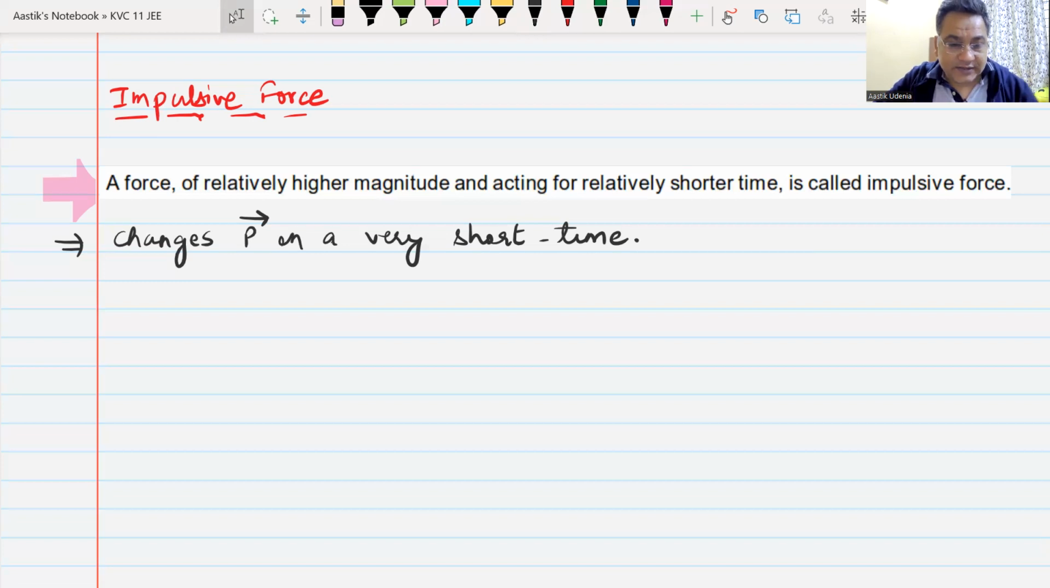Do we understand this? Impulsive forces are those forces which are of very large magnitude acting for a very short interval of time. Note this down. Impulsive forces, forces of very large magnitude acting for a very short duration or interval of time. Those are impulsive forces.